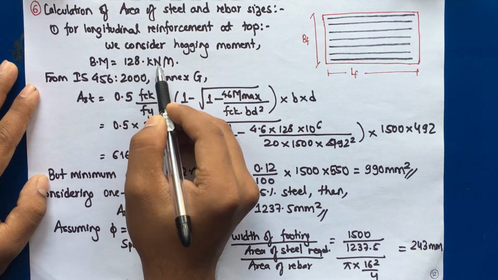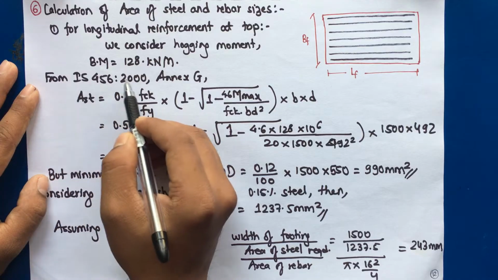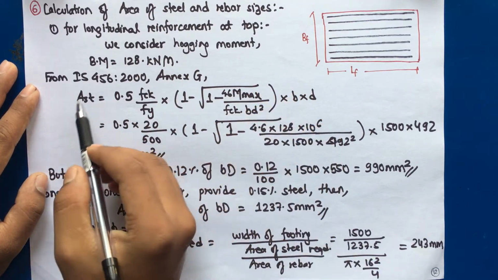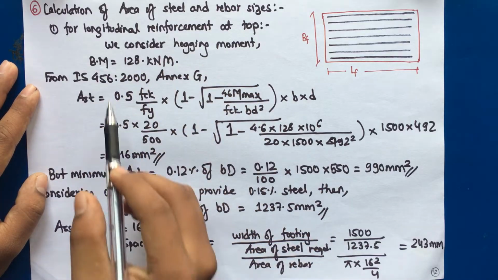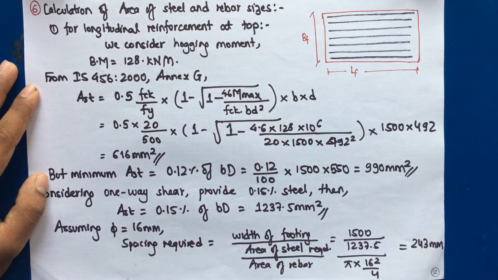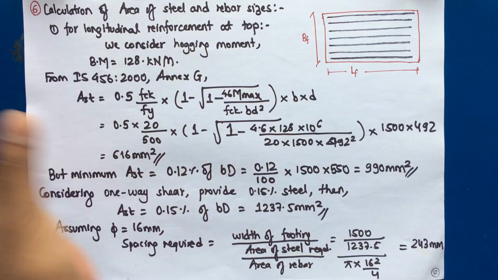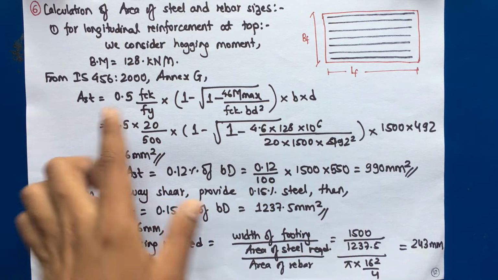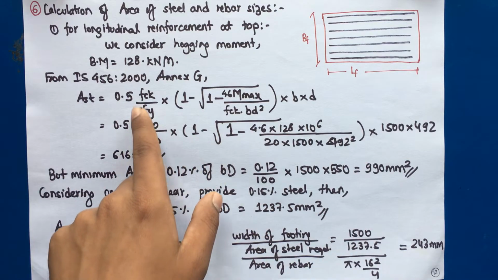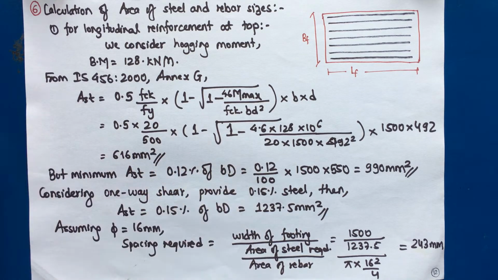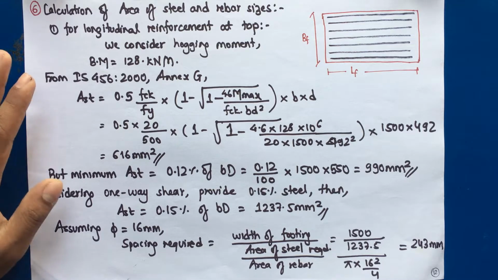is 128 kNm, and from IS 456:2000 Annex G we have a formula to compute the area of steel required. Basically the formula is in terms of moment, that is, moment is equal to 0.87 fy Ast, something like this. I have just modified this, so we get Ast = 0.5 fck/fy × [1 − √(1 − 4.6 Mu/(fck b d²))] × bd.